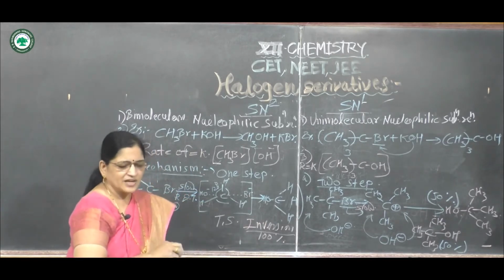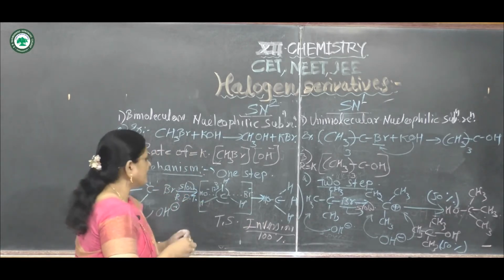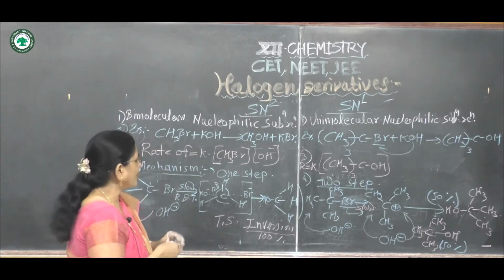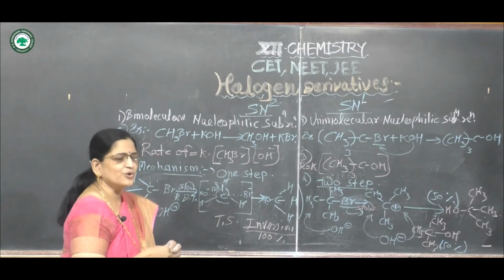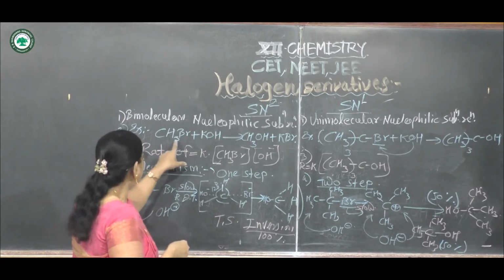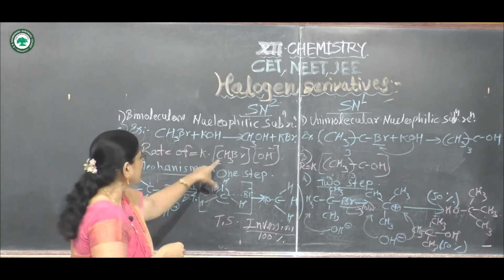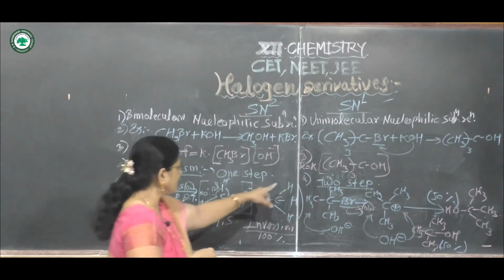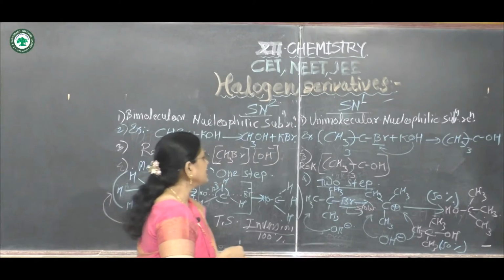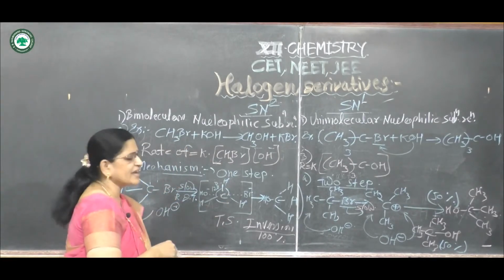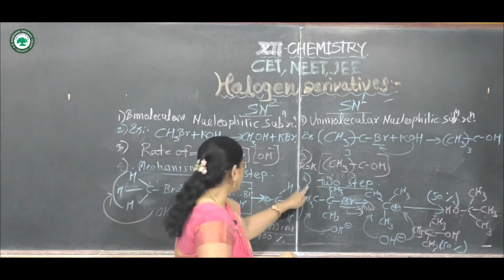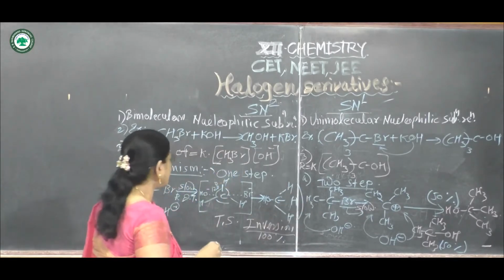In this way there are these four main differences. First one, SN2 is bimolecular nucleophilic substitution, and SN1 is unimolecular nucleophilic substitution. Then the rate of reaction here is K times CH3Br and OH minus, and here the product is CH3 thrice COH. Then mechanism: here it is a one-step mechanism, and in the SN1 reaction there is a two-step reaction.